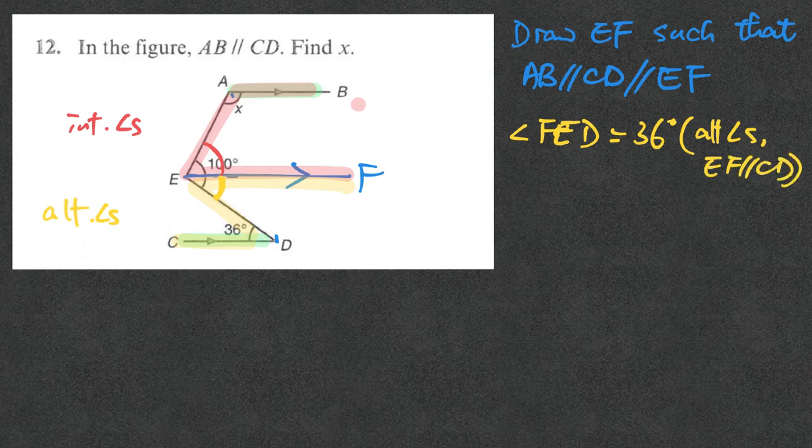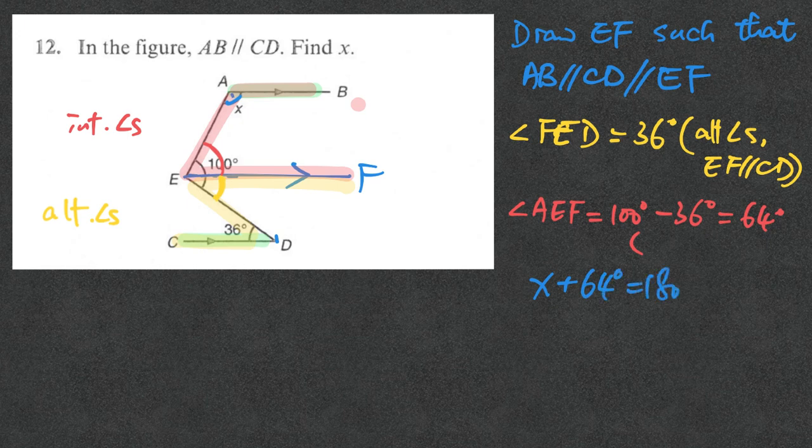Second line, we focus on the red angle, which is called angle AEF. It's 100 degrees minus 36 degrees. And the reason is, sorry, no reason, because it's just simple calculation. So that's why it's 64 degrees. Finally, we come to the X, our ultimate goal. X and the latest 64 degrees made up 180 because of interior angles, AB parallel to EF. So it completes the question, having X to be 116 degrees finally. And here's the end of the video.